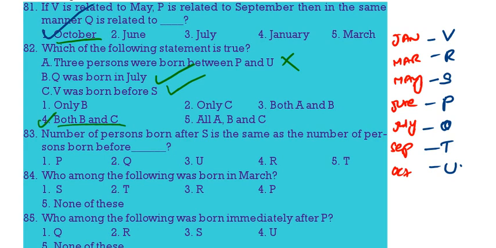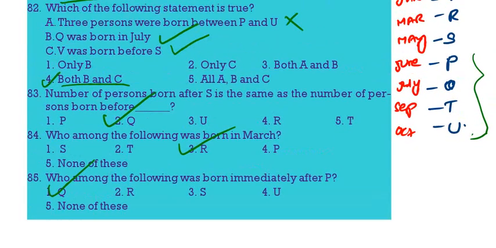Then the number of persons born after S is the same as the number of persons born before Q. So after S there are 4 persons. Before Q also there are 4 persons. Who is born in March? That is R. Who is born immediately after P? That is Q.